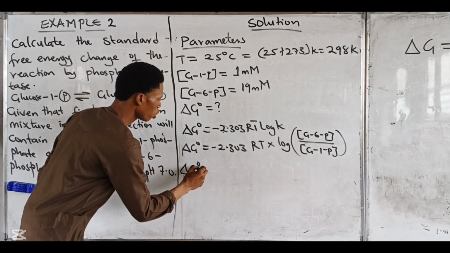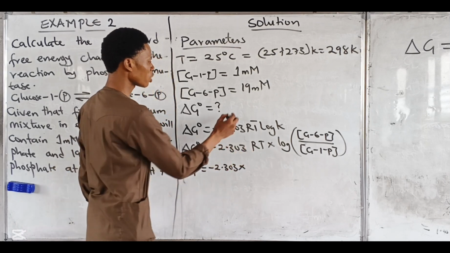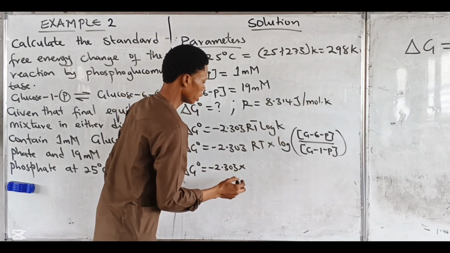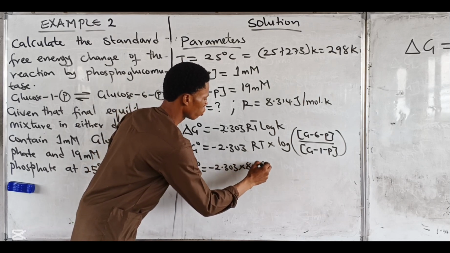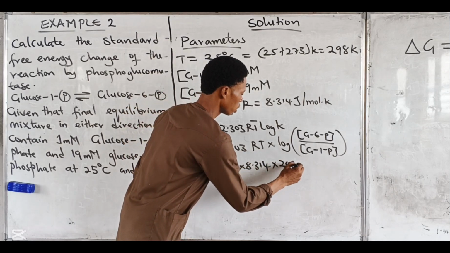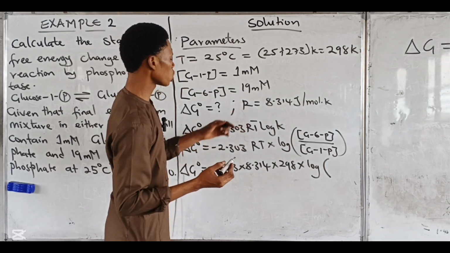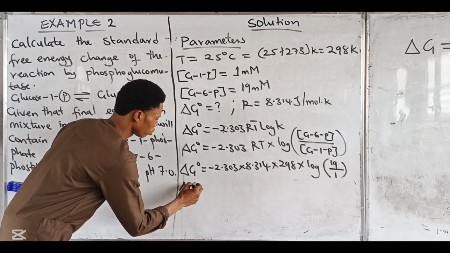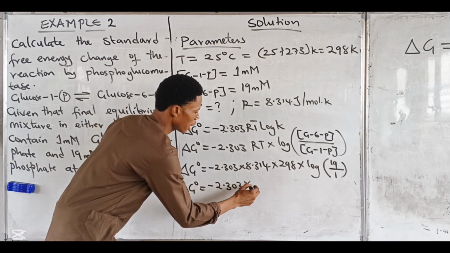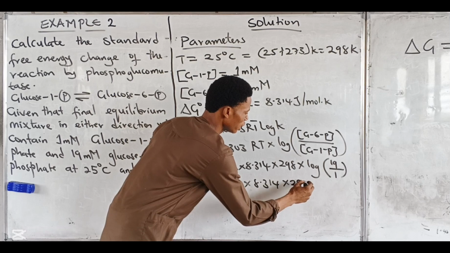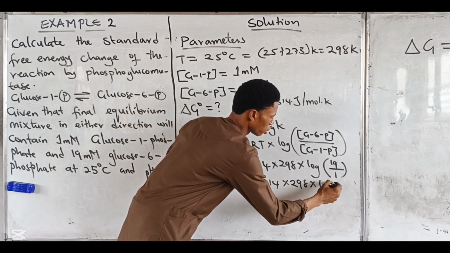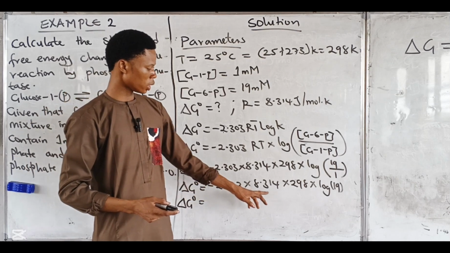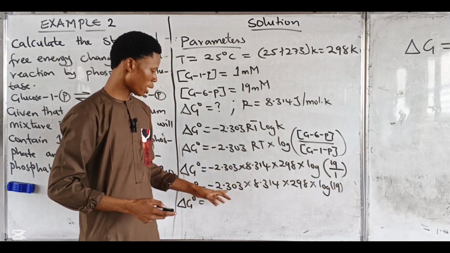Now, delta G naught will be equal to minus 2.303 times R, the gas constant. I will know the value of R is 8.314 joules per mole Kelvin. Times T is 298 times log. What's the concentration of glucose 6-phosphate? 19 over what's the concentration of glucose 1-phosphate? 1. So we'll be having delta G naught to be equal to minus 2.303 times 8.314 times 298 times log 19 divided by 1, which is 19. So we have it that delta G naught will be equal to, to avoid long writing, this times this times this will give me what? Leave the log.